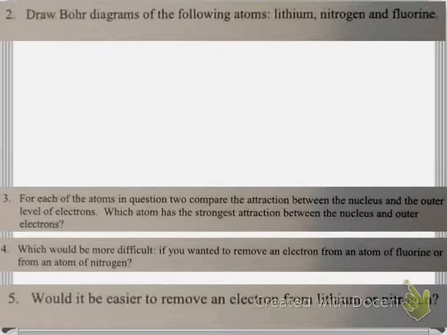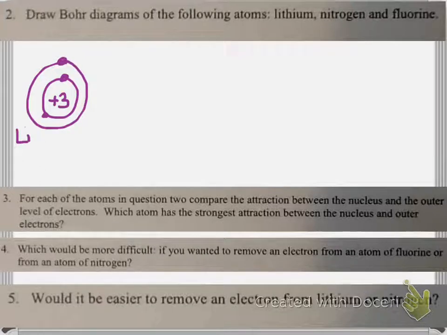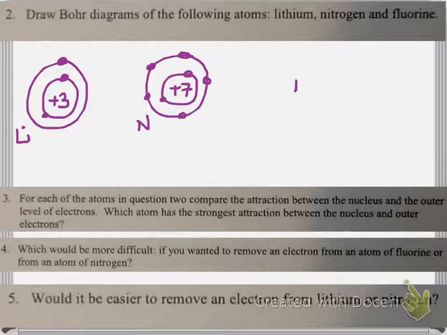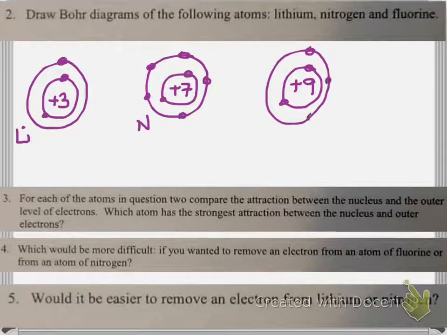Question 2. Draw 4 diagrams of the following atoms: lithium, nitrogen, and fluorine. So lithium, when you look at your periodic table, is atomic number 3. So it has 3 protons, 2 electrons in the first energy level, 1 electron in the second. Okay. Next we have nitrogen, which has atomic number 7, so +7. So 2 electrons in the first, leaves 5 electrons in the second energy level. That's nitrogen. Lastly, we want to see fluorine, which has 9 protons, which means it has 9 electrons, 2 in the first energy level, and that leaves 7 for the second. So this is fluorine.